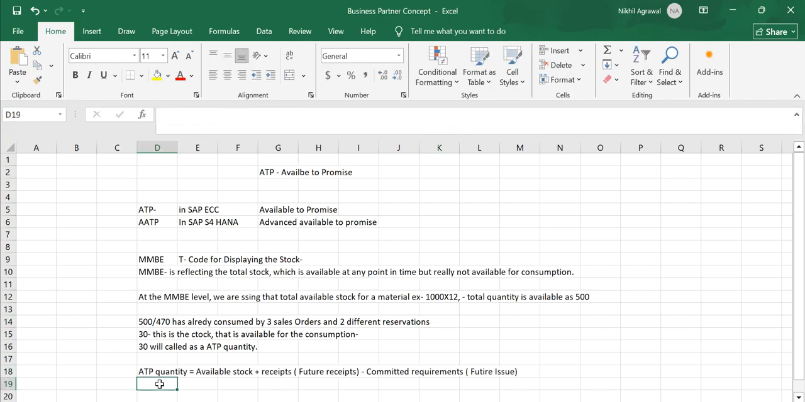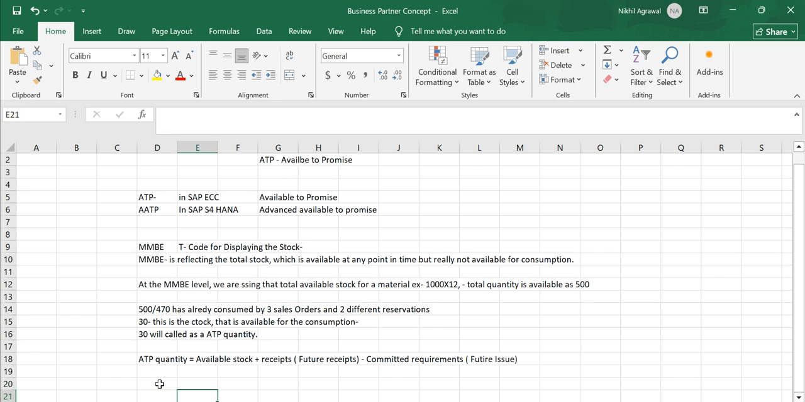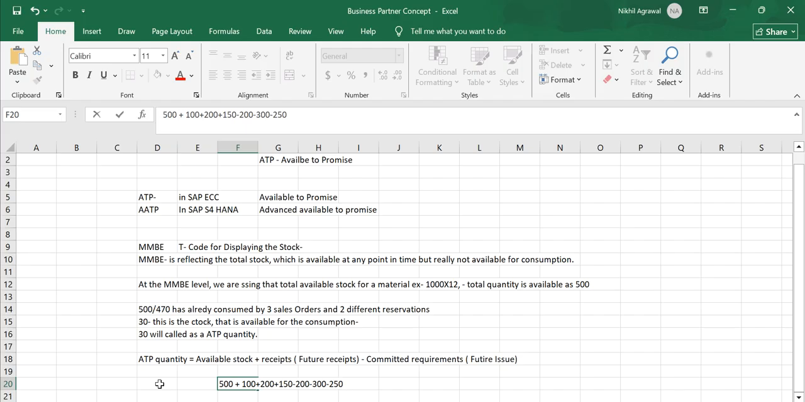For example, we have an available quantity of 500. Future receipts are maybe 100 plus 200 plus 150. This is the future receipt, and future issues are 200 plus 300 plus 250.